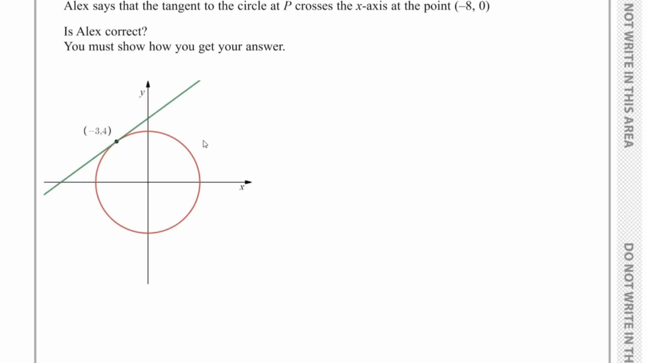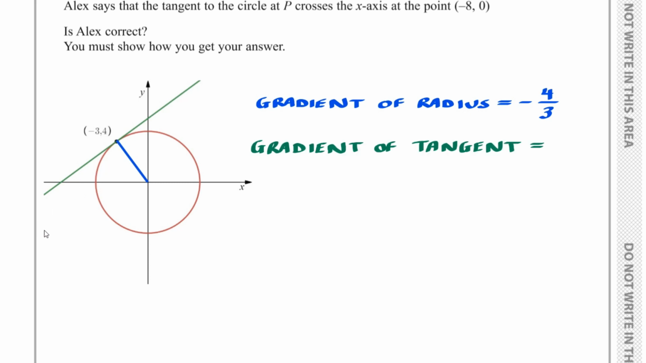So I've got this circle with this tangent, and I've got this point P with coordinates negative 3, 4. The first thing I can do is find the gradient of this radius to help me find the gradient of the tangent, because I know that the radius and the tangent are perpendicular to each other. So the gradient of the radius is negative 4 over 3, which means I can find the gradient of the tangent by using the negative reciprocal. So the gradient of the tangent is equal to negative 1 over negative 4 over 3, which is 3 over 4.